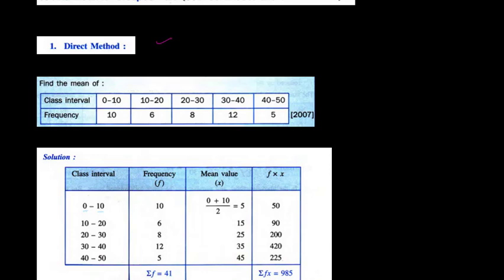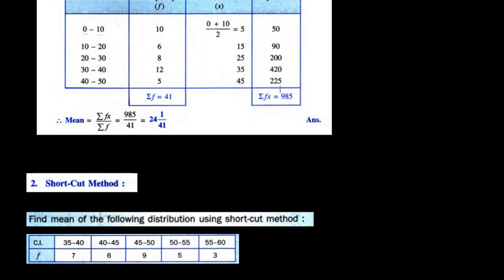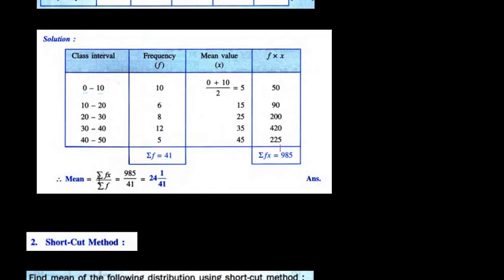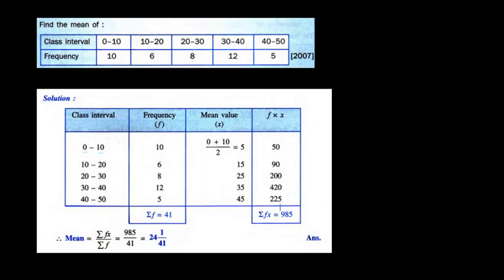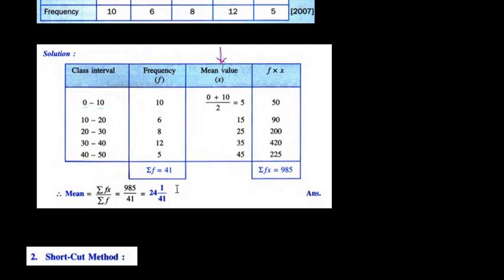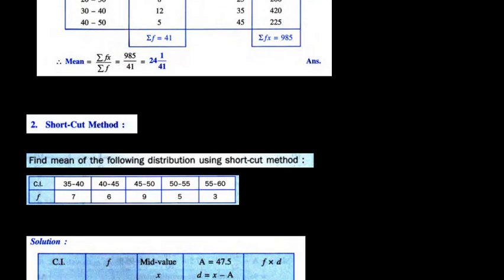Addition of frequency is 41 and the formula for mean is summation of fx upon summation of f, which is 985 divided by 41, and here is the answer. So you find that it is exactly the same, the only difference is that we have added this mean value column. In all the problems you will find that there is only one difference, that we are adding the mean value column.